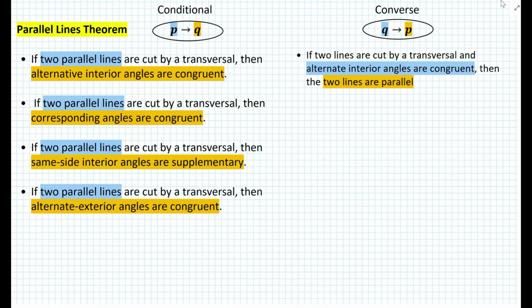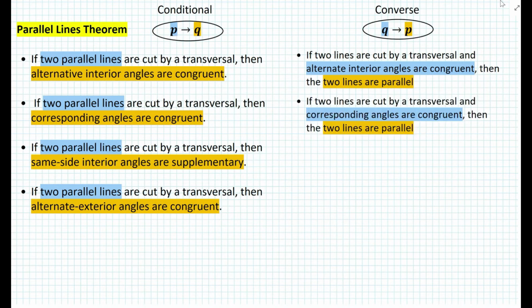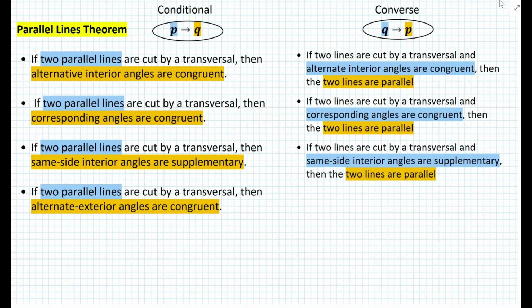and the conclusion is two lines are parallel. Now, the converse of the second statement states, if two lines are cut by a transversal and corresponding angles are congruent, then the two lines are parallel. The third statement would be, if two lines are cut by a transversal and same side interior angles are supplementary, then the two lines are parallel. And again, that is the converse of the third theorem shown here on the left side.